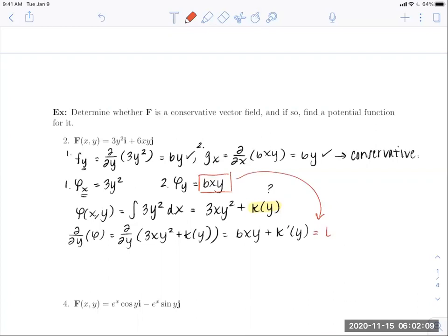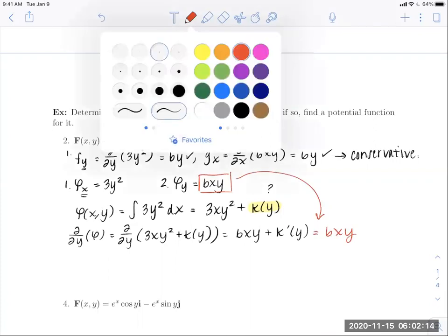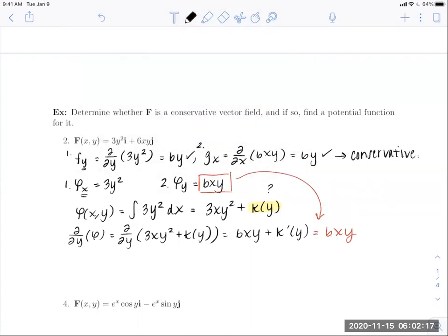And so I'm going to equate it to 6xy. So what I see in this example is I have 6xy on both sides of the equation. This means that k prime of y is equal to 0. And this has resulted in a single variable equation. If I just integrate both sides with respect to y, that gives me that k of y is equal to 0 plus c, right? The integral of 0 is just our constant of integration.